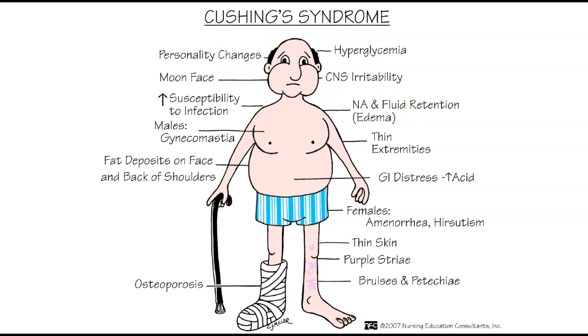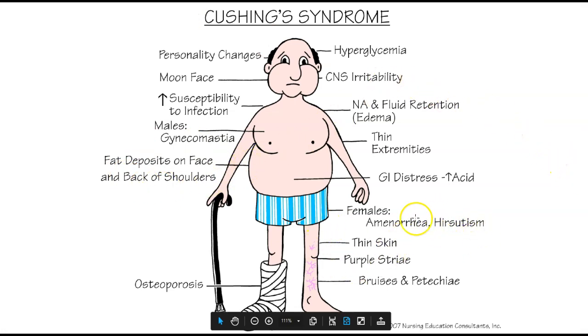So this disease process causes redistribution of body fat from the arms and legs to the face, shoulders, and trunk and abdomen. So they have this very rounded face. It is also called moon face, as you can see here. So sometimes this can cause personality changes. There's also gynecomastia in male, so formation of breast tissue in male. And there's fat deposits on the face and the back of the shoulders.